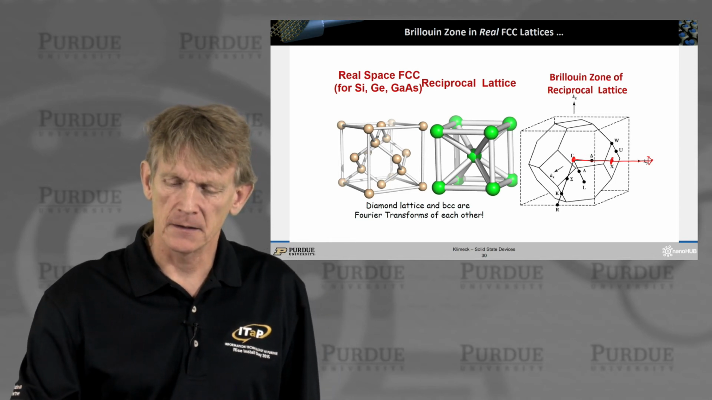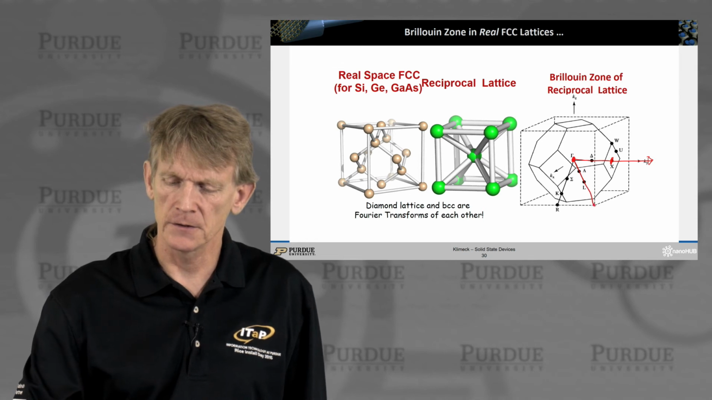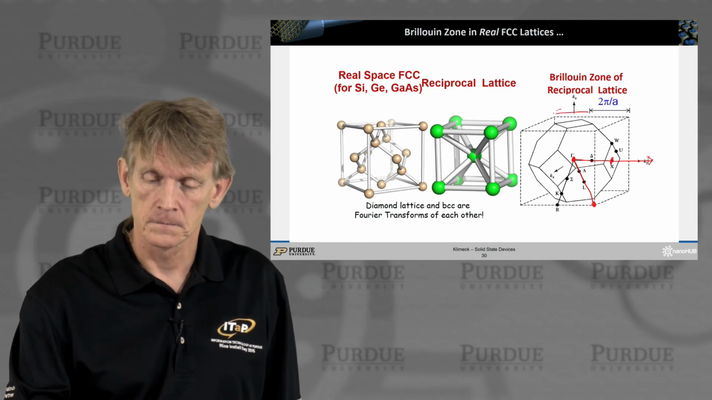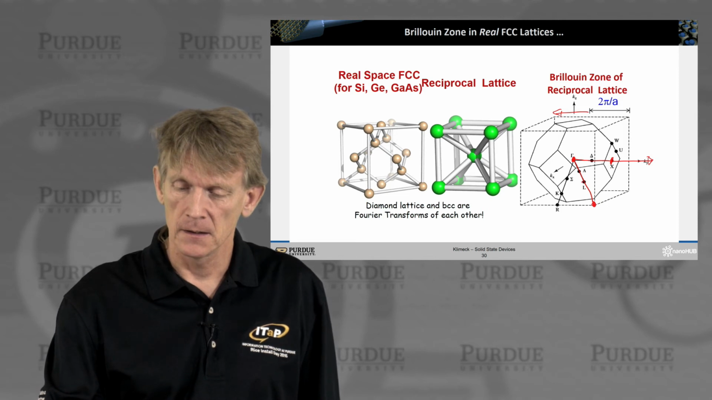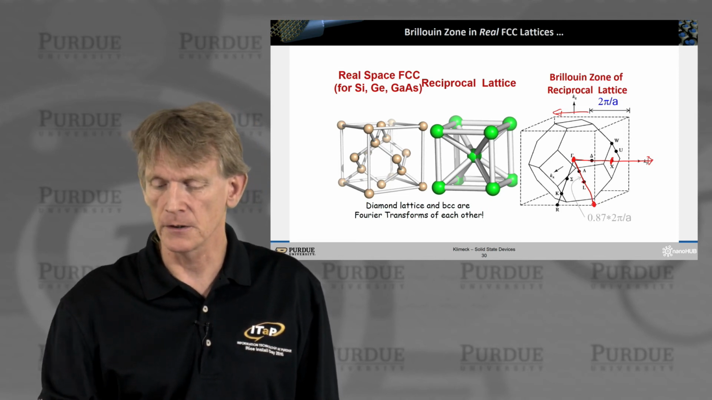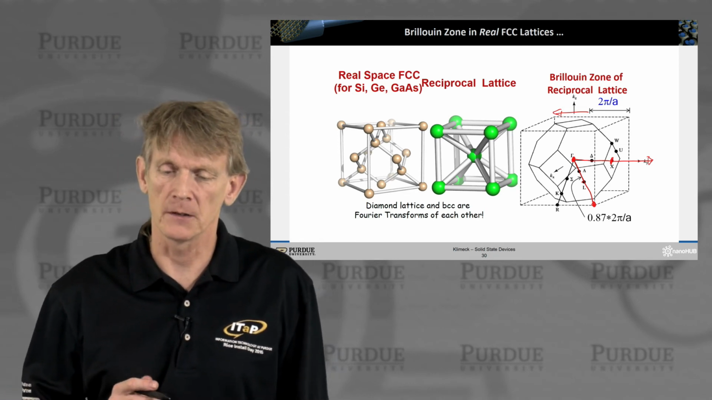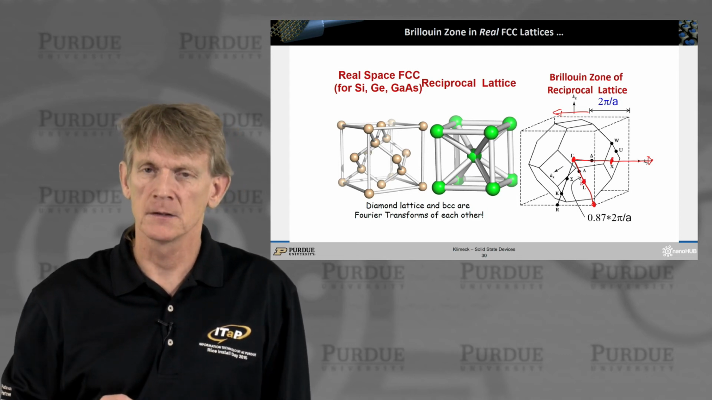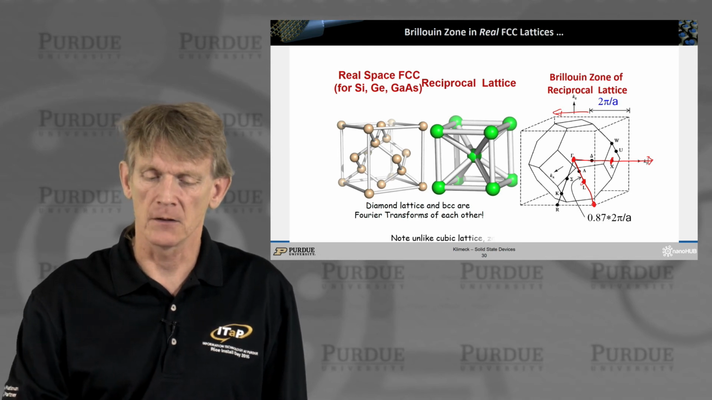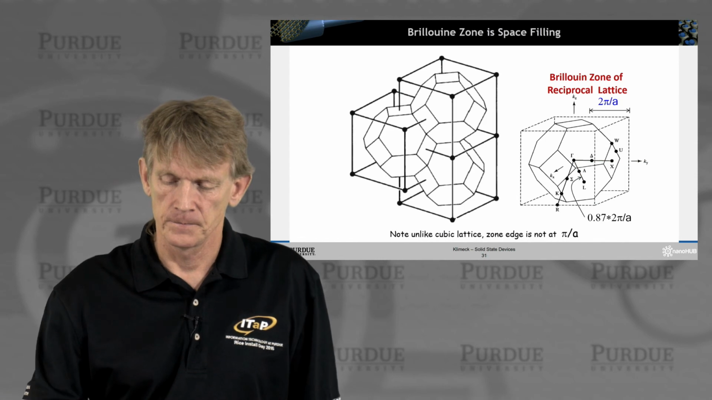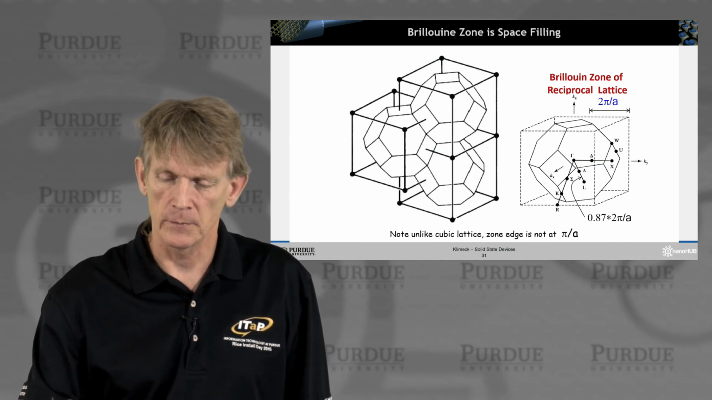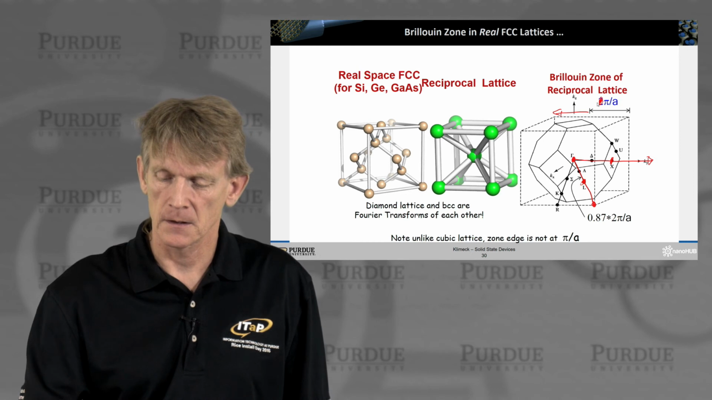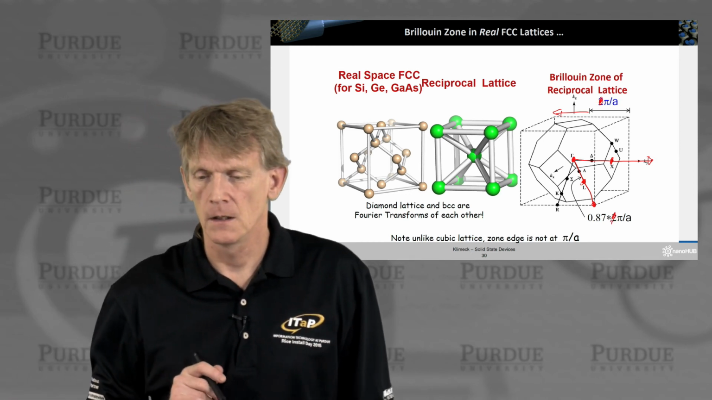If you're going into the diagonal, into 1, 1, 1, so you're going down here into this diagonal, you actually find that the lattice constant 2 pi over a, which is here in the cube, is not the ending point of the Brillouin zone. It's actually at 0.87 2 pi over a. Okay? So the edge of the Brillouin zone into the 1, 1, 1 crystal direction is not exactly 2 pi over a. So it should be pi over a. I'm sorry, this should be pi over a here. Okay? Pi over a. Okay.